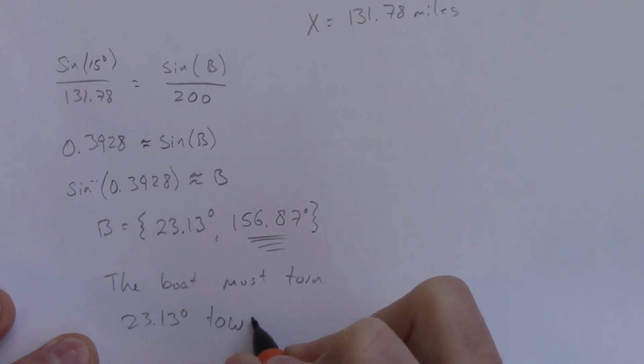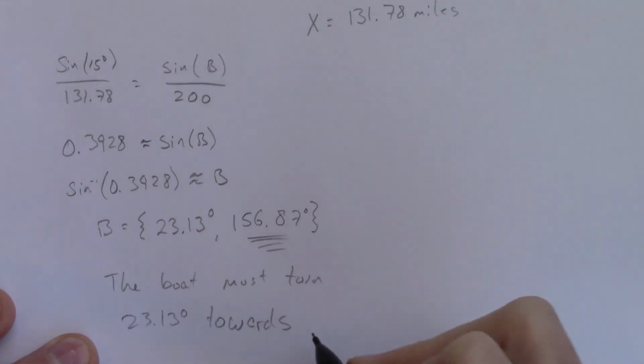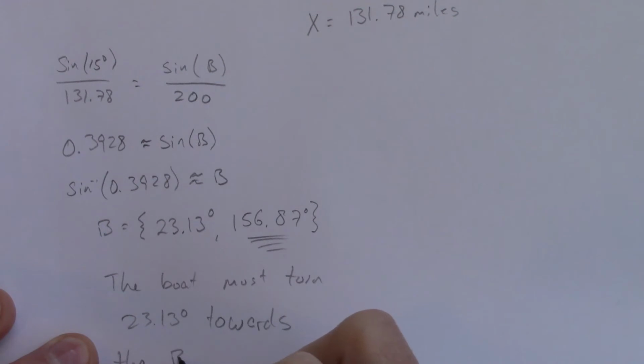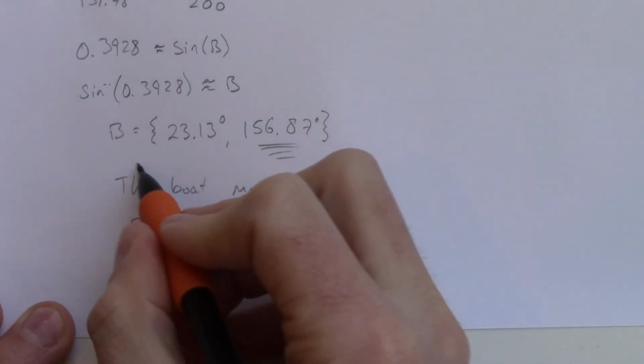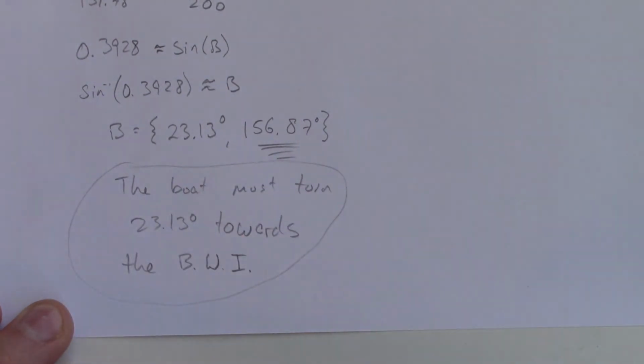towards the British West Indies. All right. Oops, sorry. I just abbreviated that as BWI, which is also an airport, funny enough.